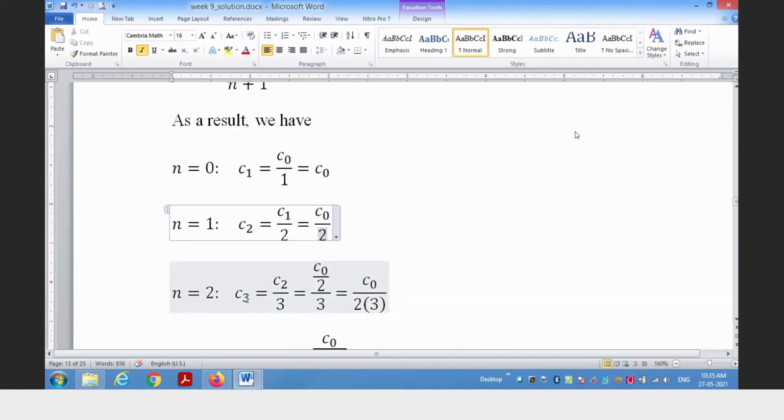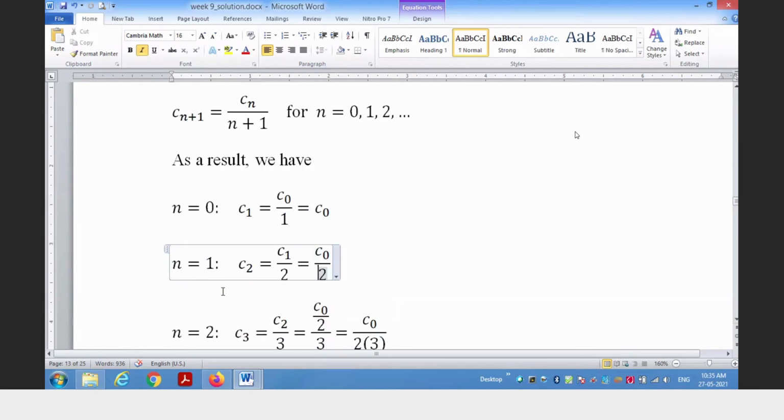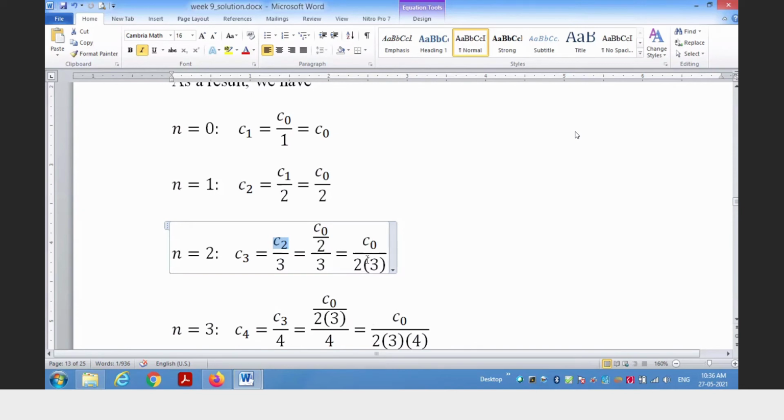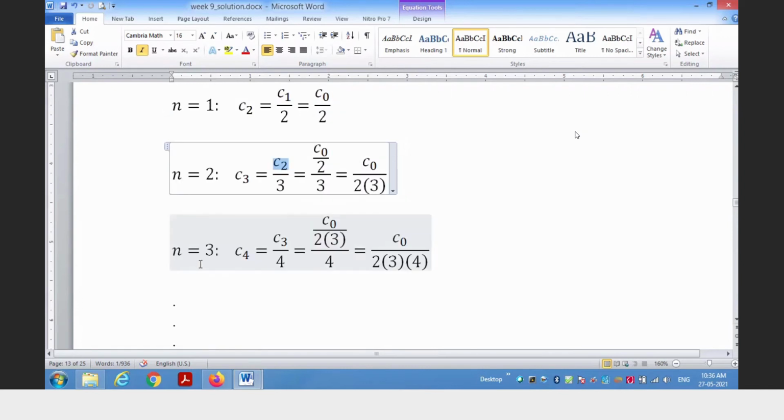To get C3, we replace n with 2. So we have C3 equal to C2 over 2 plus 1, that means C2 over 3. But C2, we have found C2 before. C2 equal to C0 over 2, right? So we replace this C2 with C0 over 2. We simplify this, so C0 over 2 times 3. Okay, so that is for C3, for n equal to 3.